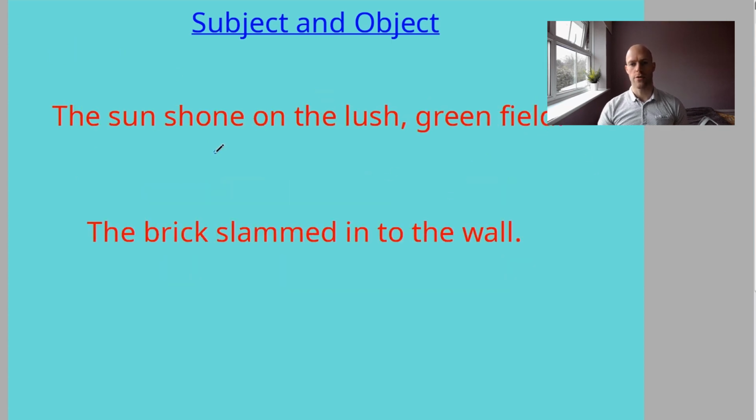The sun shone on the lush green field. There's no person, there's no animal here. So we have to go back to who's doing the verb. Well, the verb is shone, to shine. And then this one, the brick slammed into the wall. Well, the verb is slammed, or to slam. So what's doing that? The subject, the sun. And what's it happening to? It's shining on the field, which is the object. Again, the brick is doing the action. The brick slammed into the wall is the object.